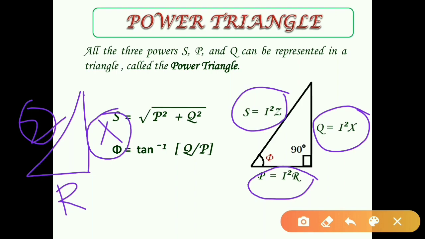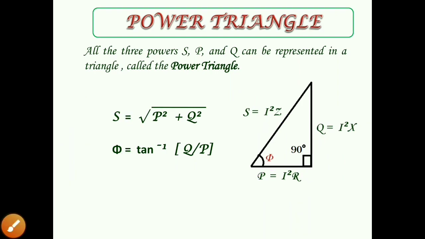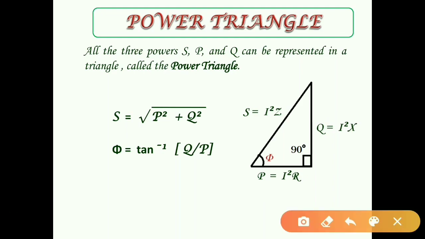So the power triangle, all the three powers S, P and Q can be represented in a triangle called the power triangle. Here by Pythagoras theorem, S is equal to under root P squared plus Q squared, and phi equals to tan inverse Q by P.